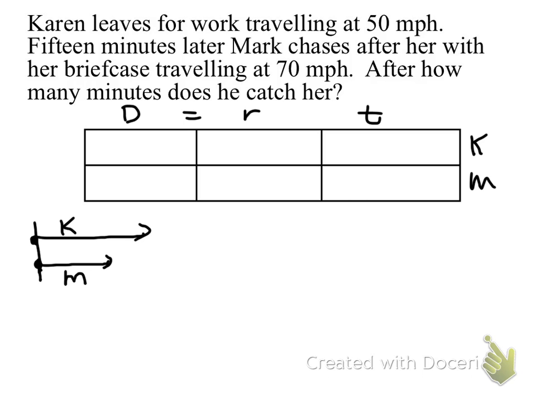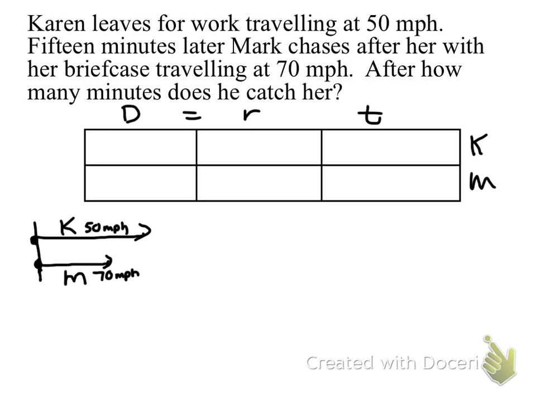Now, what else do we know about Karen and Mark? Karen is traveling at 50 miles per hour. Okay, 50 mph. And Mark? Mark is traveling at 70 miles per hour. Now, I know that the first one's Karen, the second one's Mark. What can I start labeling in my boxes?